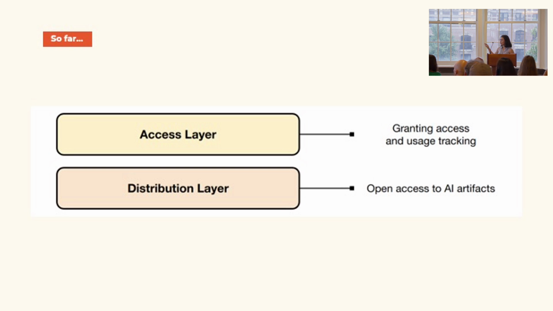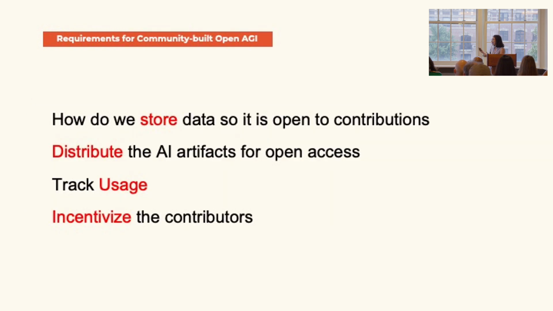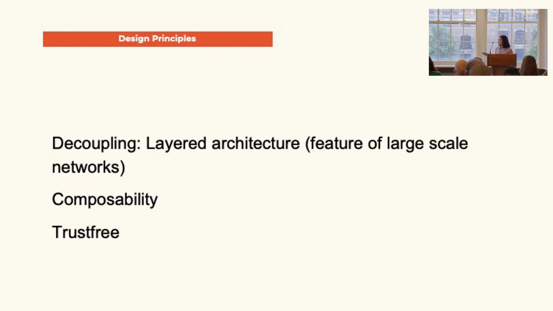But this was a particular solution, and this is a part of a bigger picture, where we want to achieve community built open AGI. To achieve this, the questions that we want to answer are: how do we store data so that it's open for contributions? How can we distribute these AI artifacts for open access? And meanwhile, we want to be able to track the usage. And with knowing the usage of these AI artifacts, we want to fairly incentivize and reward all the contributors of each version of these AI artifacts. So these are the problems that still remain.